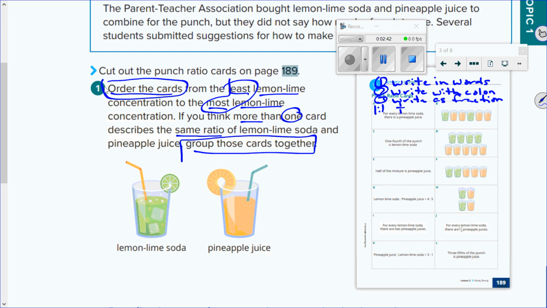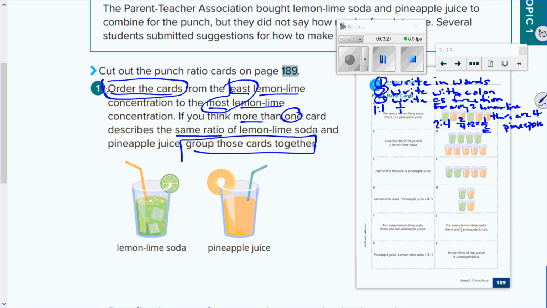Our second one, if I look at my picture, I have how many lime? 2. So in words, for every 2 lemon lime, there are how many? 4 pineapple. I now have it written in words. Now I can do this as a ratio with a colon. So that's going to be 2 to 4. Turn it into a fraction. The first number comes first. Second number goes in the denominator. Simplify where you can. I can divide both those by 2. So my fraction becomes 1/2. Does that make sense to everybody?